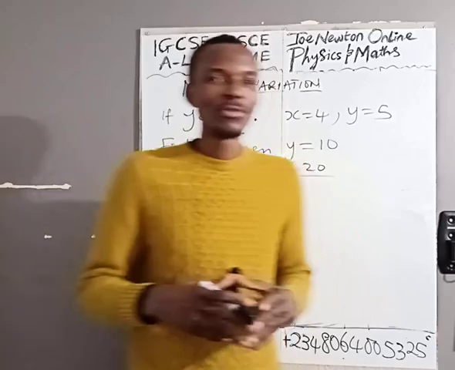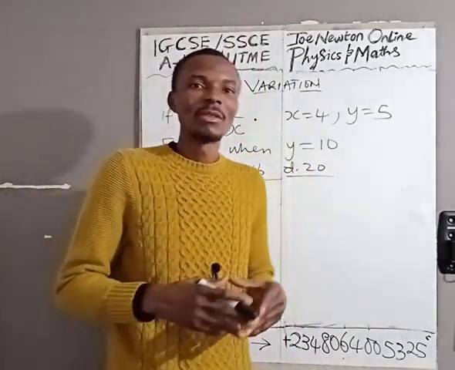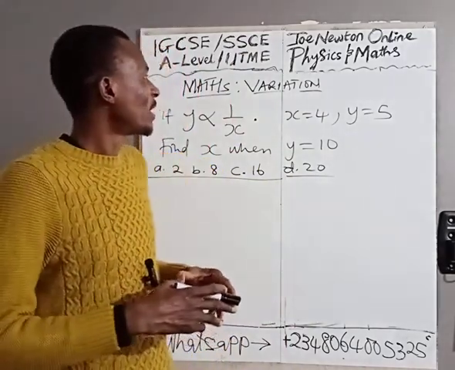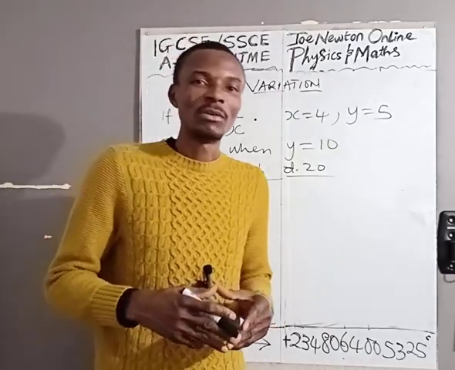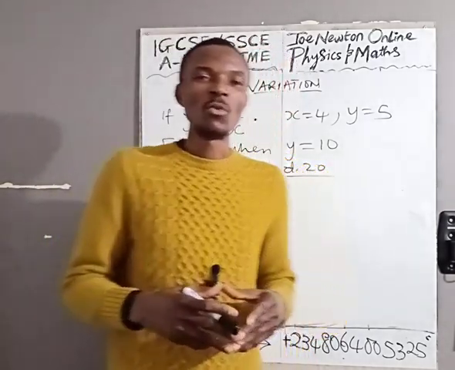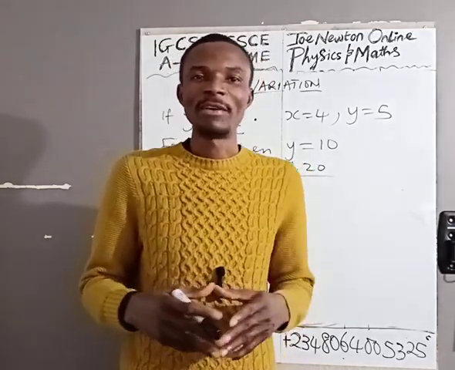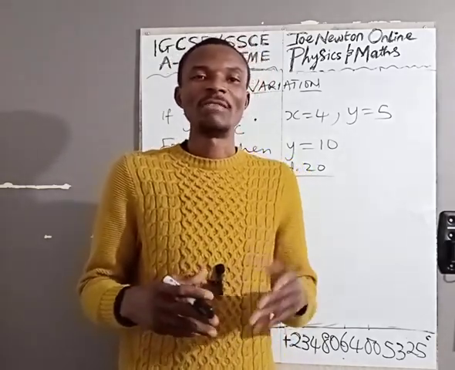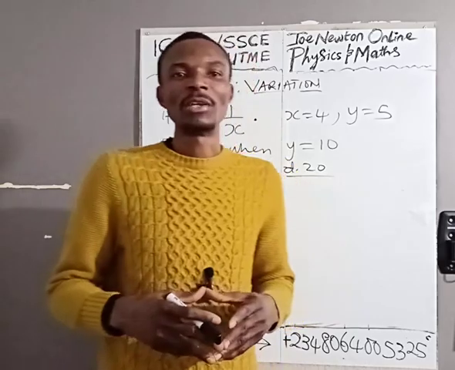Yes, it is time for us to study, and our class now is mathematics. What we have on board is variation. So we have a typical question on variation. Before we proceed, recall that in variation we have what we call direct variation. We have inverse variation. We have partial variation. We have joint variation. So we shall be taking them one after the other.